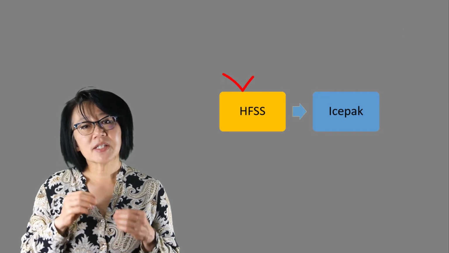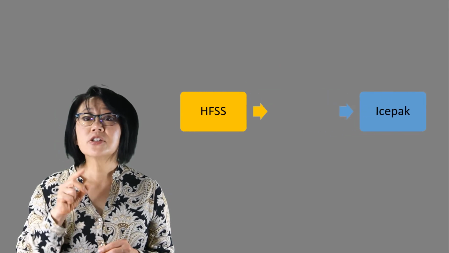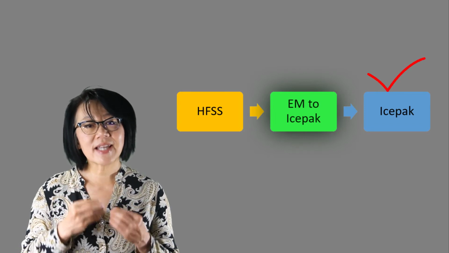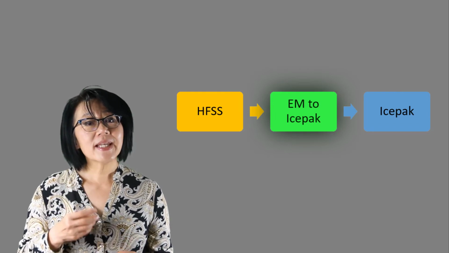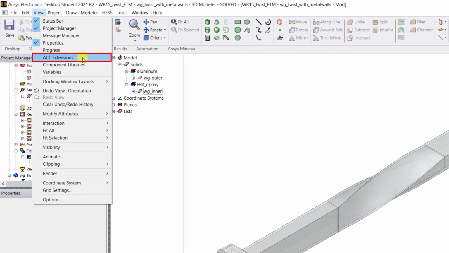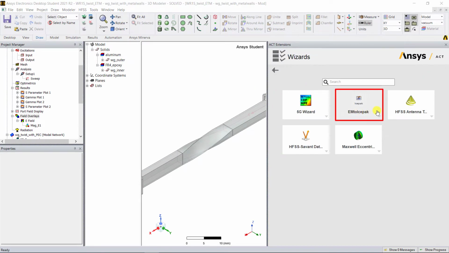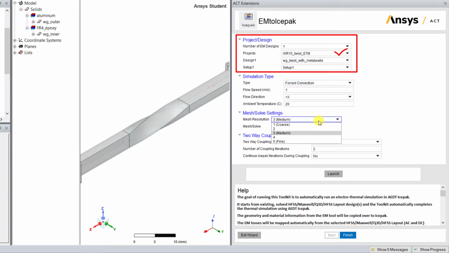Our HFSS simulation is now set, so let's move on to the Icepak simulation. And the simplest way of doing this is to use the EMtoIcepak ACT extension. And this automatically creates the Icepak model from the HFSS electromagnetic simulation model. With the EMtoIcepak ACT extension installed, simply click on the View tab, select ACT extension. The ACT homepage appears, select Launch Wizard, select EMtoIcepak Wizard, and when the EMtoIcepak dialog box pops up, just be sure that the appropriate HFSS waveguide project and its design and setup show up in the project text box.